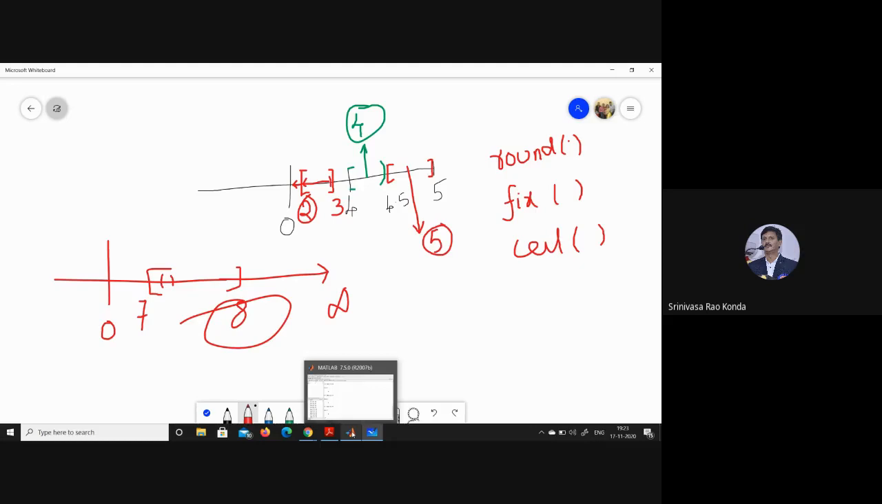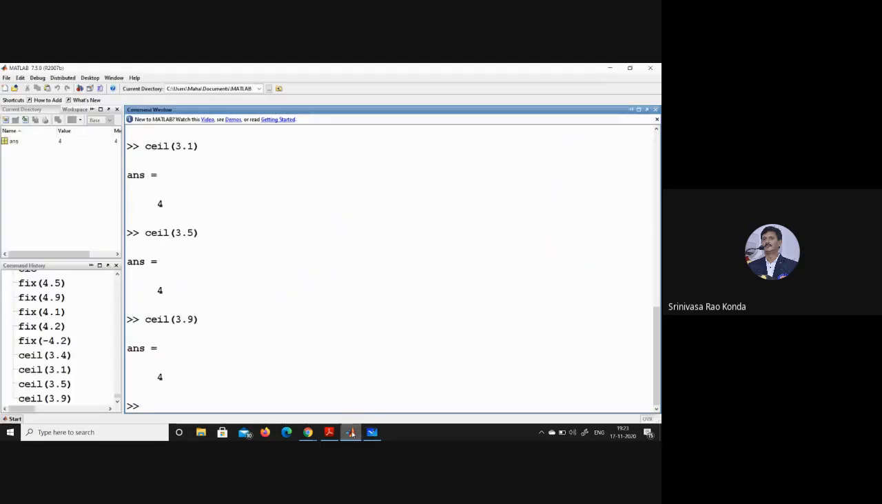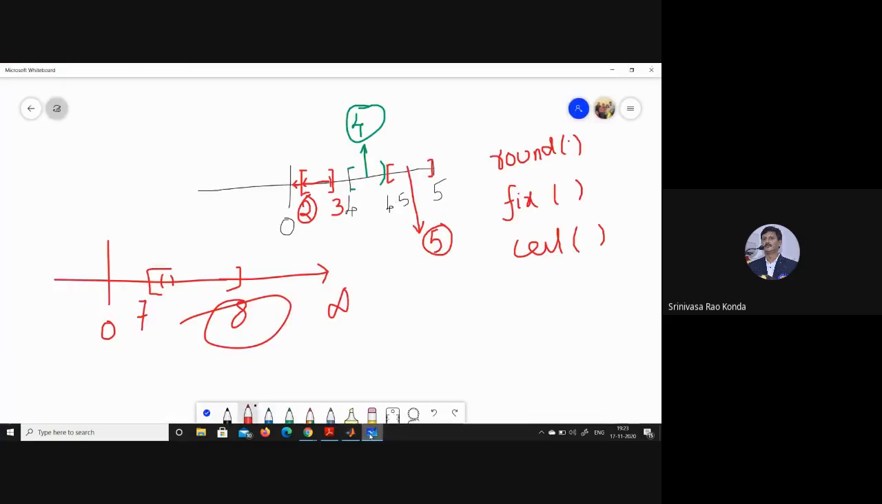7.1 or 7.2, 7.3, 7.75, 7.9, 7.8, whatever it may be, ceil of 7.9 is 8. That is about ceil. It will work for negative values also. That is common for any real number x. Okay, next another command is floor.